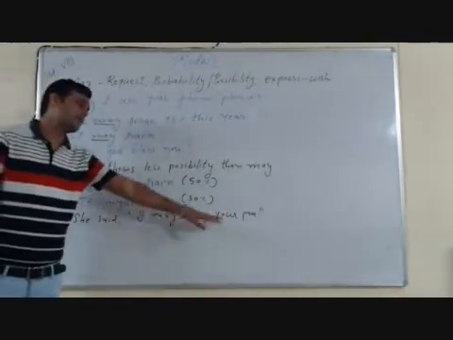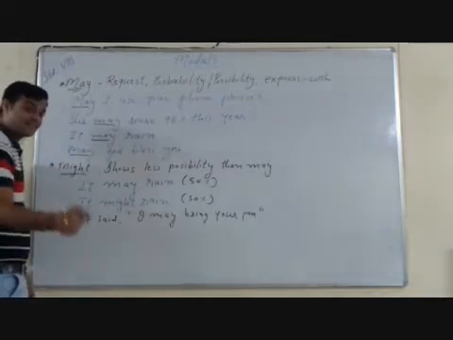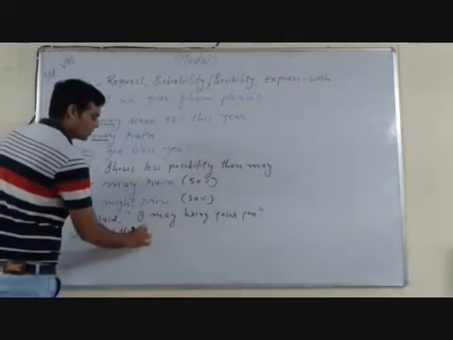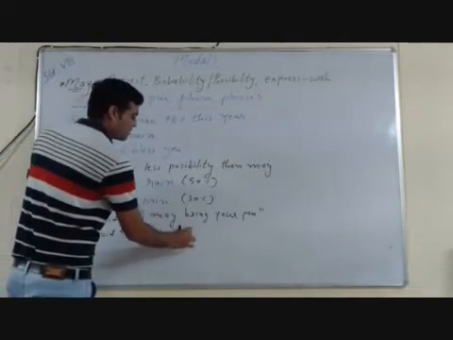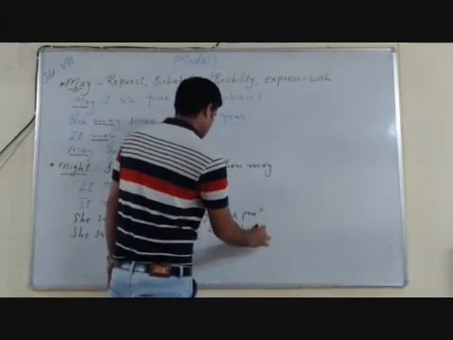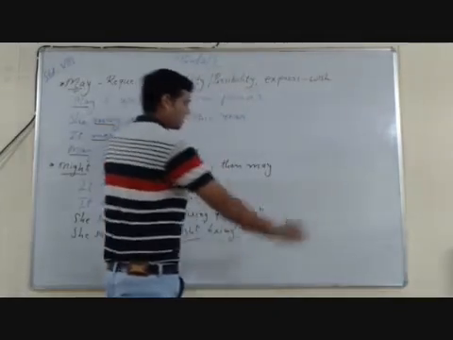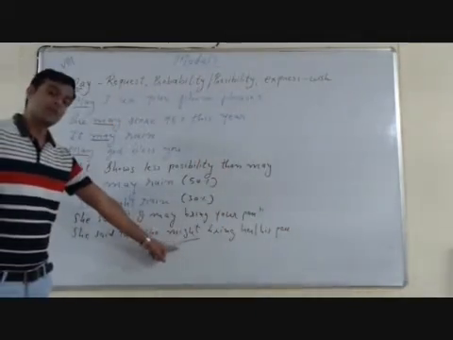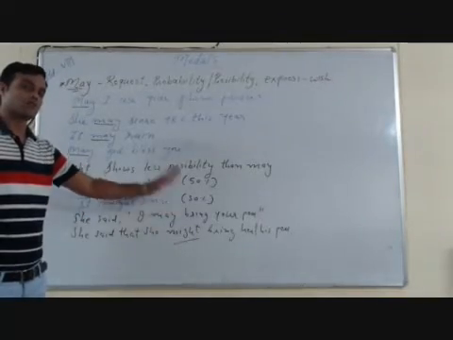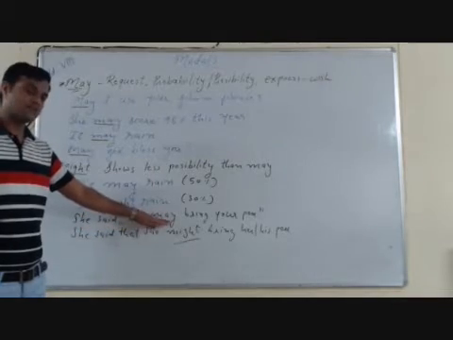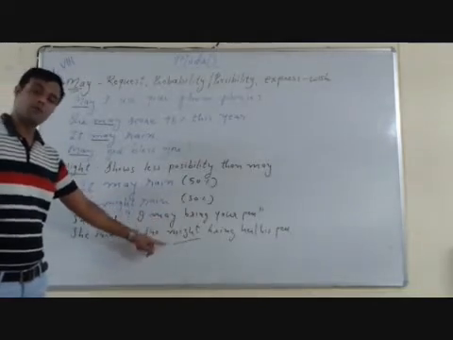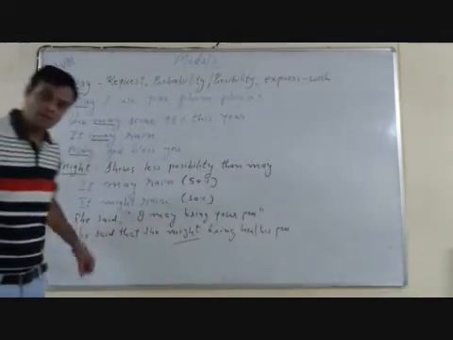She said, I may bring your pen. When we transform this sentence into indirect, that time, she said that she might bring her or his pen. So here we have used might. It is the past form of may, because in indirect speech present tense turns into past tense. So here might we have used as a past form of may. This is about may and might.